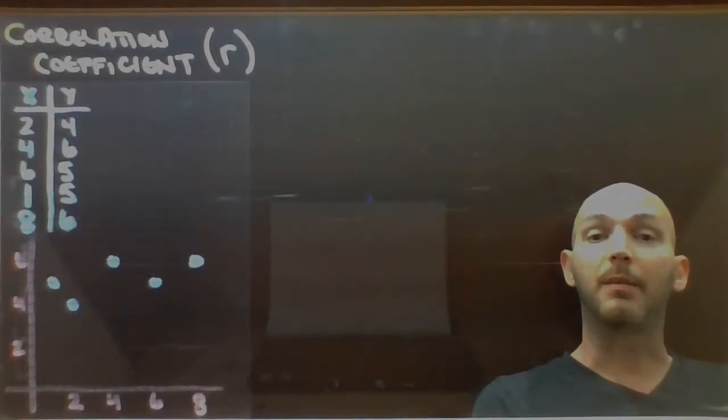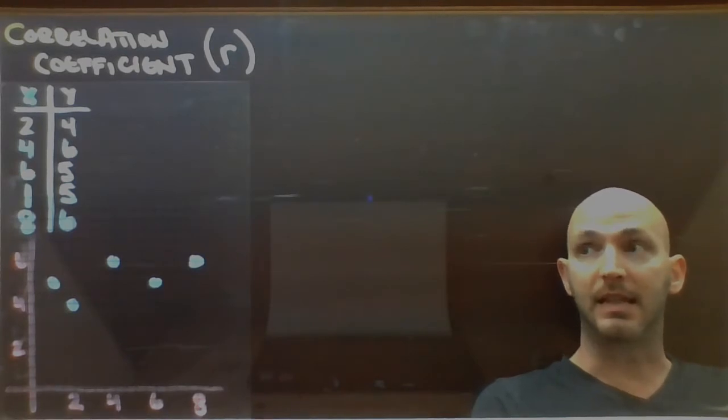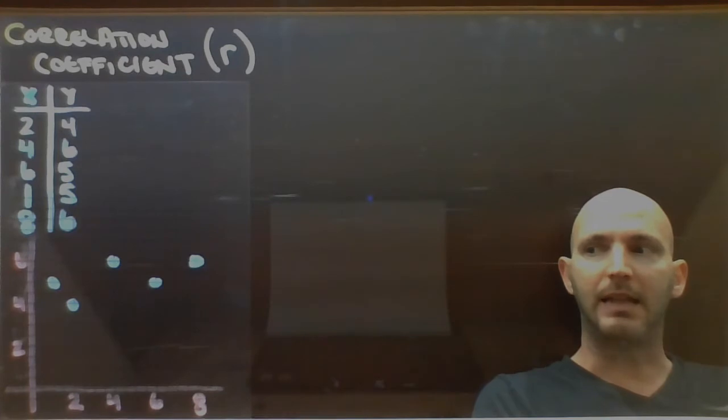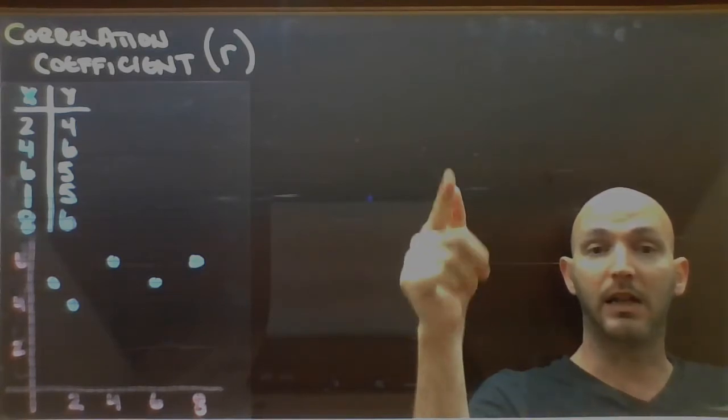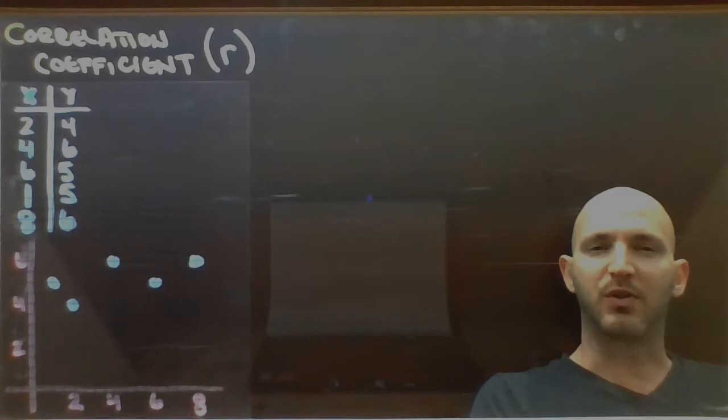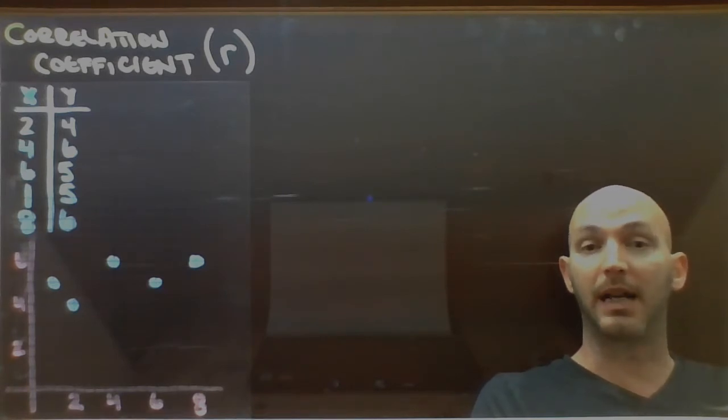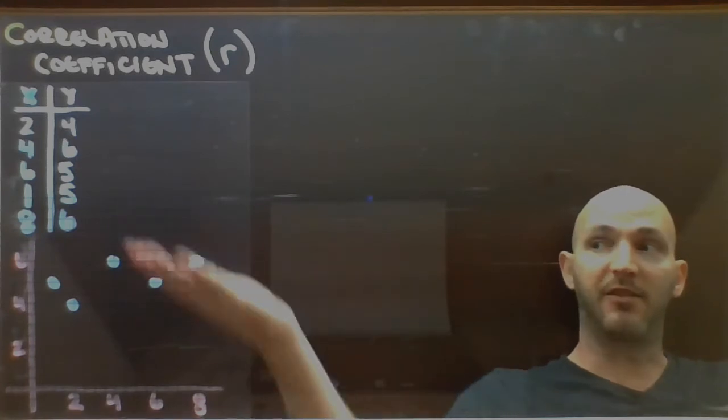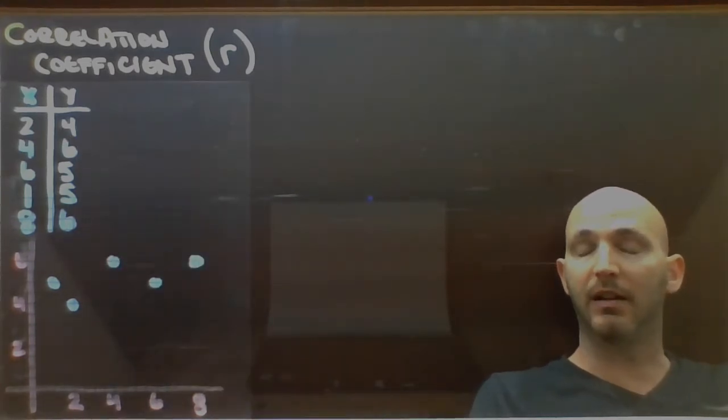So the first topic in two-variable analysis is the correlation coefficient as represented by an R. The value of the correlation coefficient is it takes two data sets, an X and a Y, and it gives you a number to represent how well that set can be represented by a line of best fit. So I've provided a data set for you here.